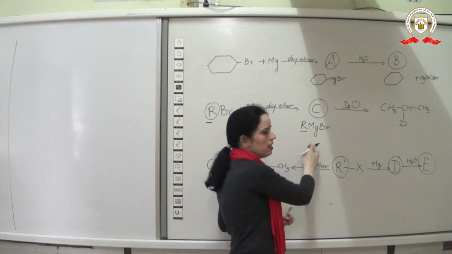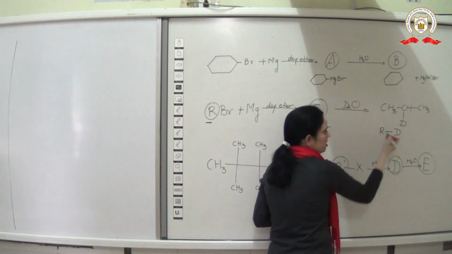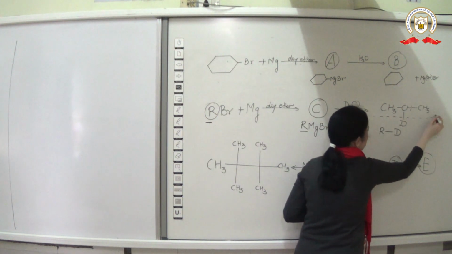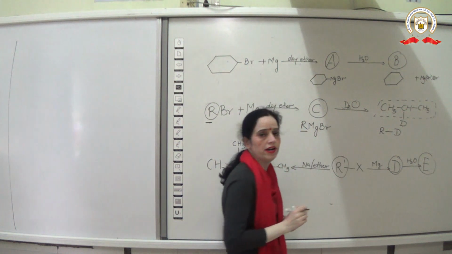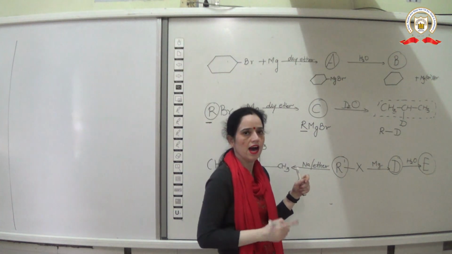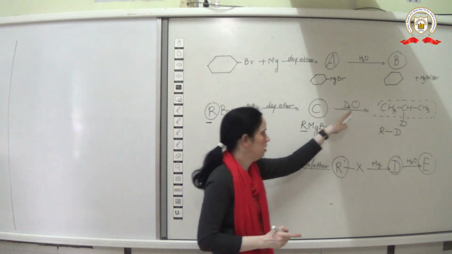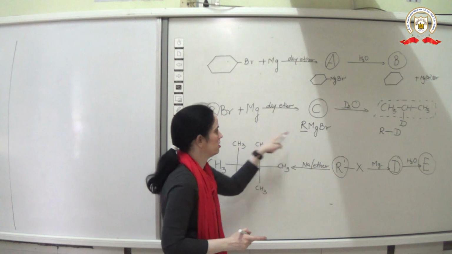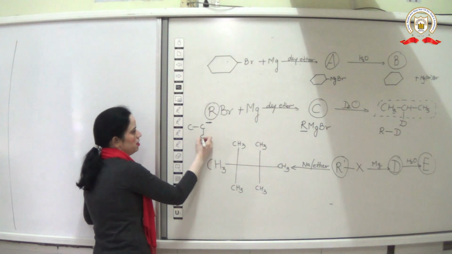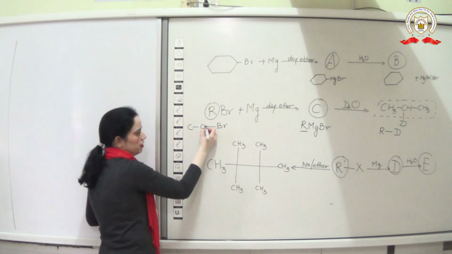In this case, what we will be getting? R, D. So it must be R and D. Can you then now find out what the value of R must be? R must be this part. What this part is known as? It is isopropyl. R must be equivalent to isopropyl. This must be Grignard reagent. So what is the value of R? R is isopropyl bromide.